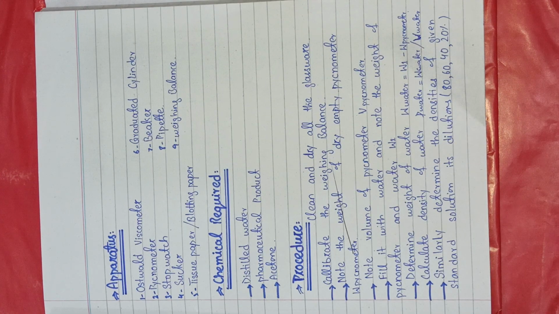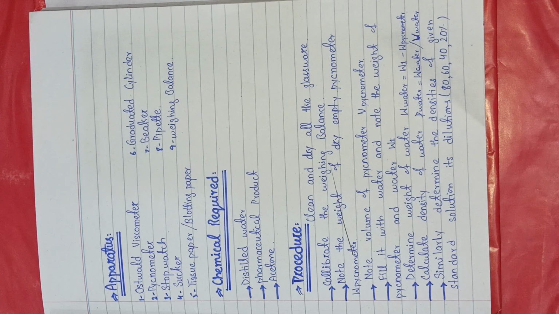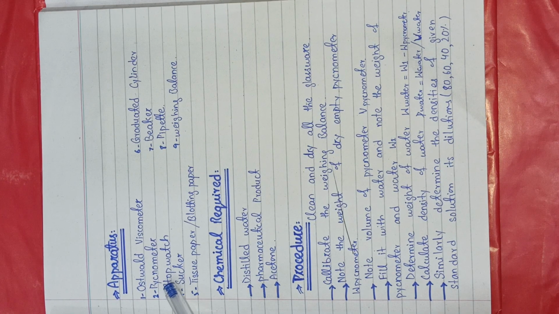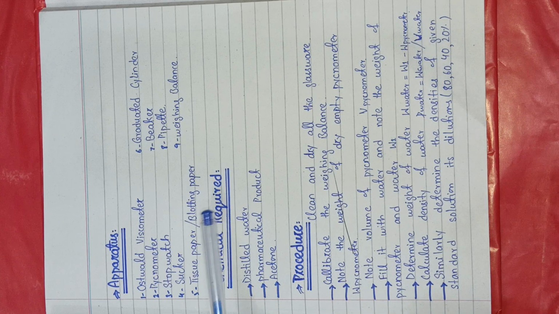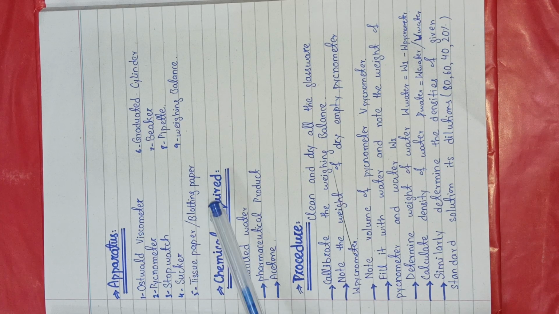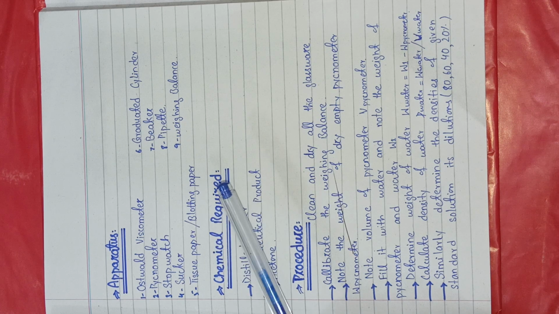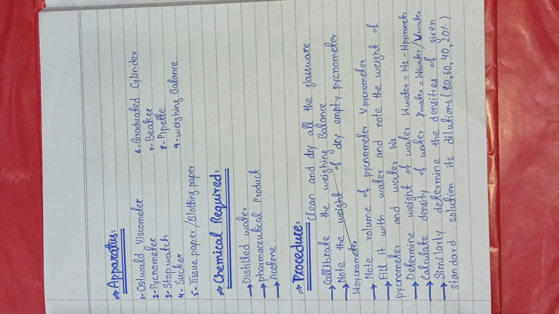So the apparatus we need for that practical is, first of all, the Ostwald Viscometer. Second, the piezometer, stopwatch, sucker, and tissue paper, which could be called blotting paper, graduated cylinder, beaker, pipettes, and weighing balance. And the chemicals we require for that practical are distilled water, pharmaceutical products, and acetone. So these pharmaceutical products are those products whose viscosity we are going to determine.